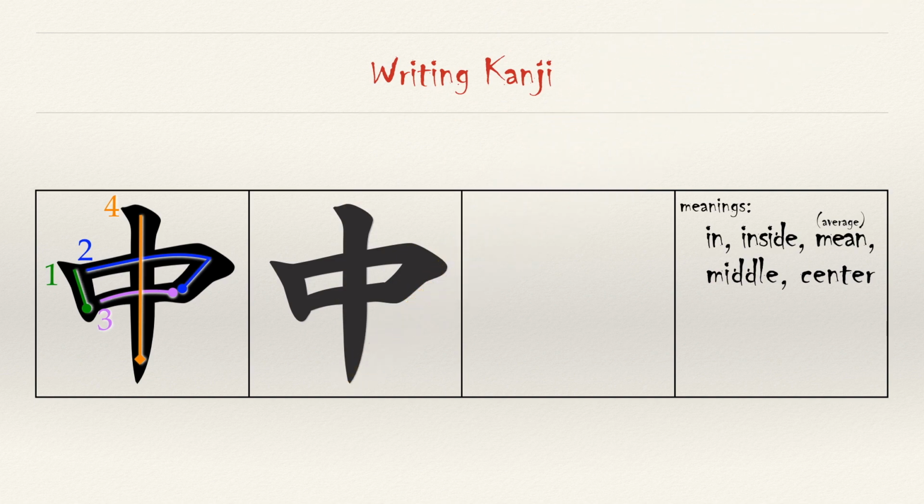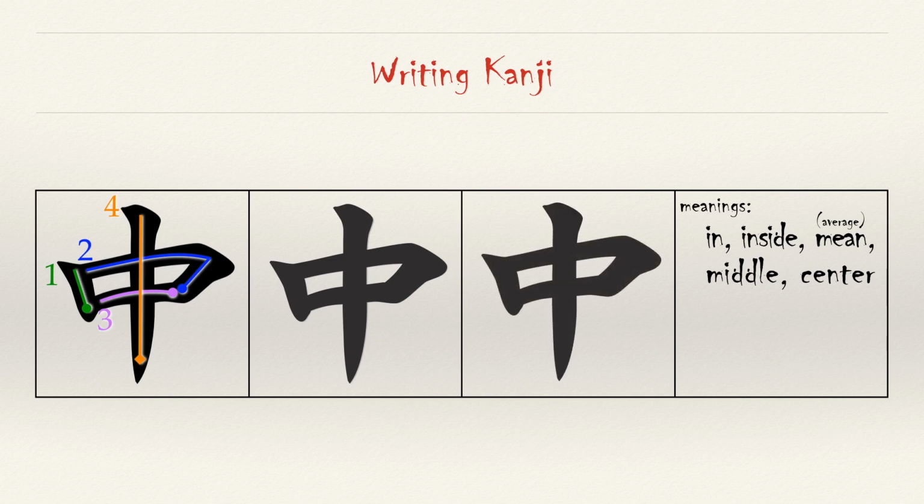I think this character is its own pictograph. Just look at what the 4th stroke does to the character. Center. The on reading is chu, and the kun readings are naka, uchi, and ata.